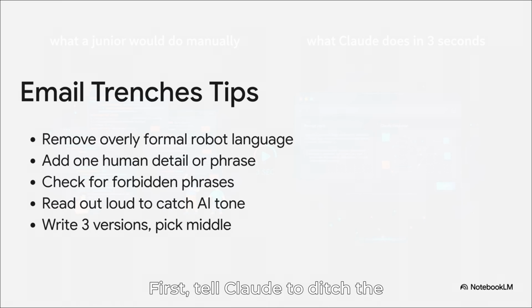First, tell Claude to ditch the overly formal robot language. It loves using words like furthermore, which is just a dead giveaway that it's an AI. Have it add one natural, casual human detail, and definitely check it against your organization's forbidden phrases. My favorite trick, though, just ask Claude to write 3 totally different versions of the email and simply pick the middle one. It is a total sanity saver when you're communicating post-incident.